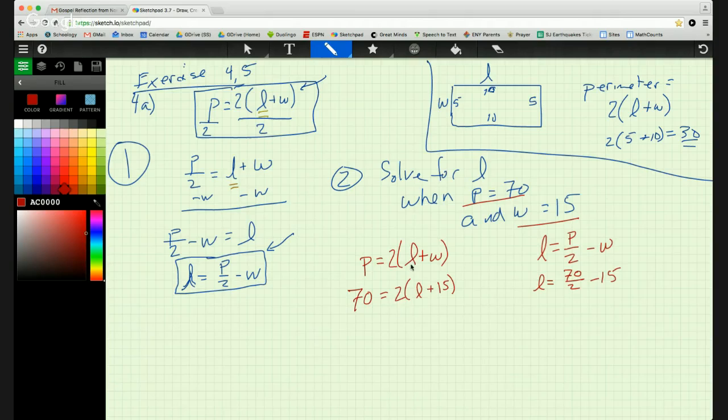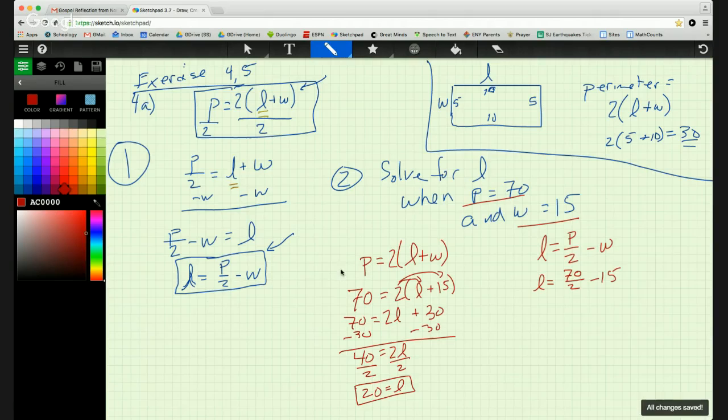So over here, let's distribute first. You can do it either way, but let's just see what happens. This will be fun, right? We distribute. Now we're going to subtract 30 from both sides. And now we're going to divide both sides by 2. 20 equals L.